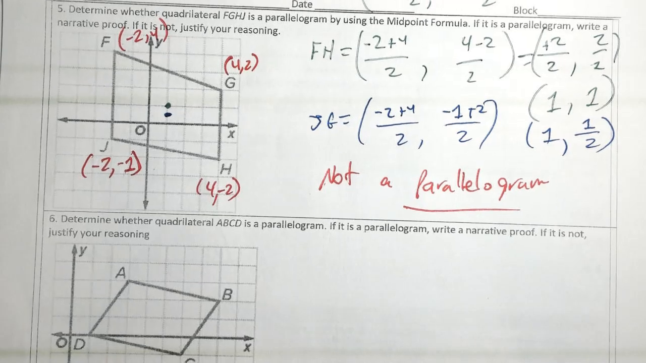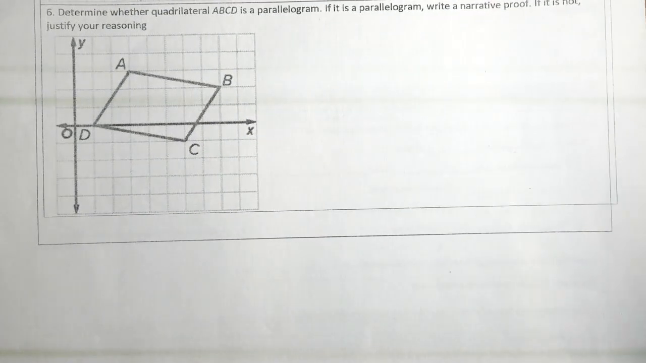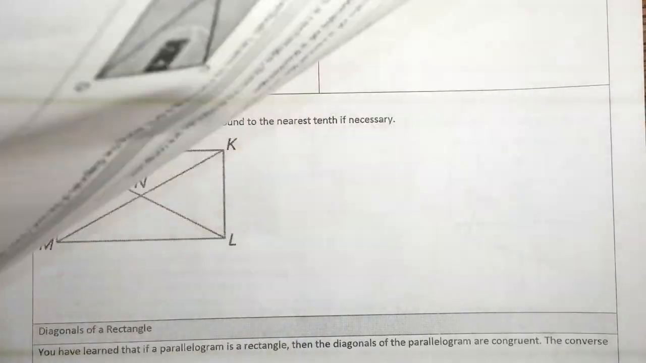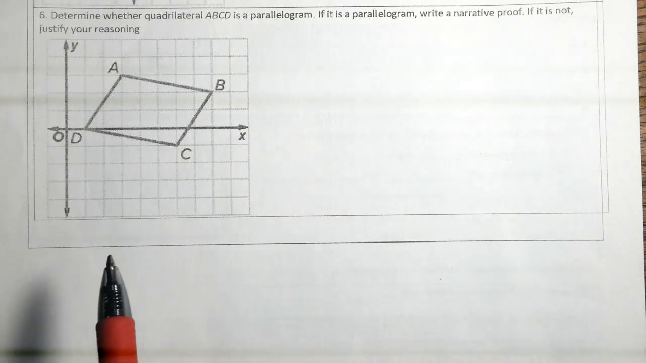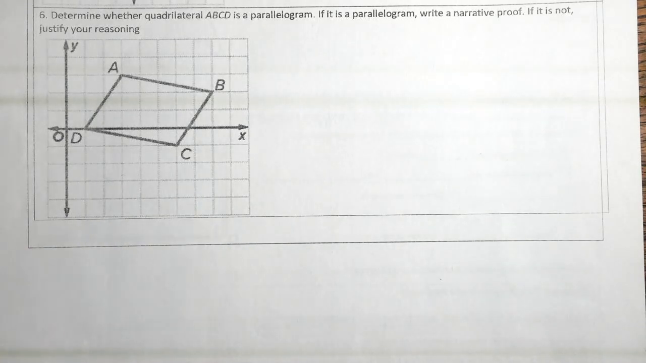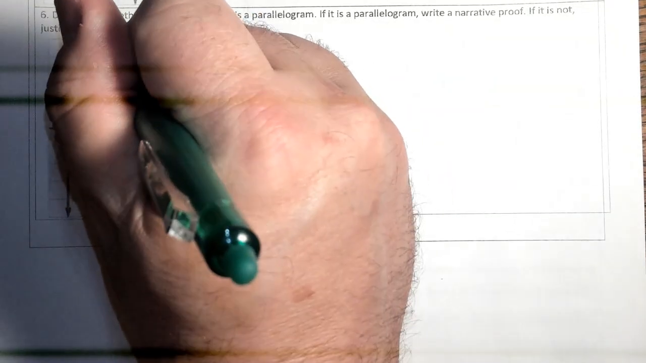All right, let's trickle on down here. Number 6. And let me verify, yes, this is the end of this topic. Determine whether quadrilateral ABCD is a parallelogram. If it is, write a narrative proof. If not, justify your reasoning. Again, we're not going to do the narrative proof, but we will state our reasoning. We have a few different ways we can find out whether or not this is a parallelogram. First, I'm going to plot the points.